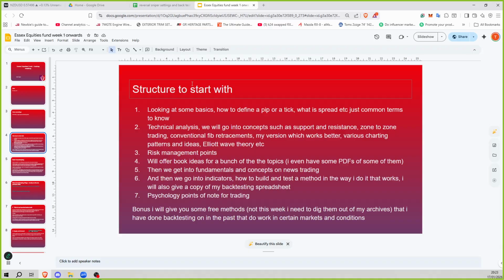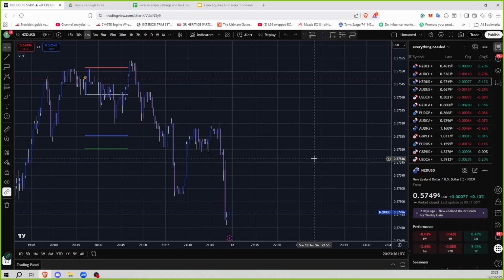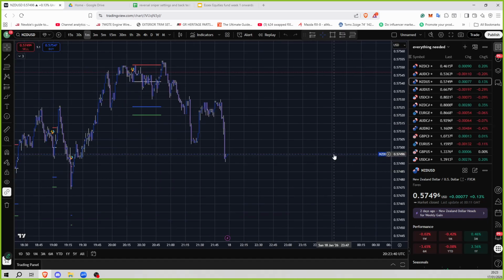First things first, we need to look at your basic terms and terminology. Nothing's going to be overly wild, so we're just going to discuss basic terms. Spread. How do you define spread? It's your ask and bid price, or the difference between them. So in this case, it's this blue line to this red line. The difference between those is your spread.